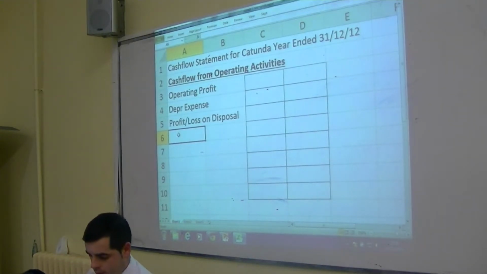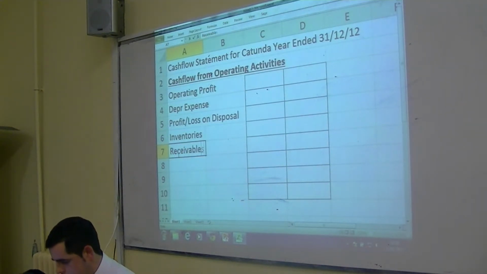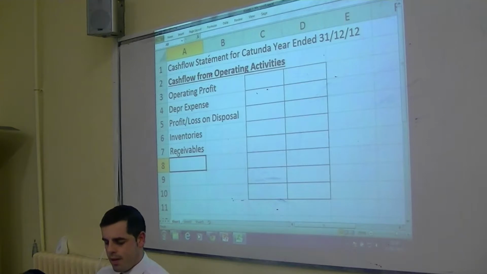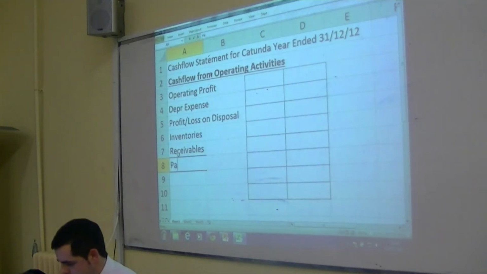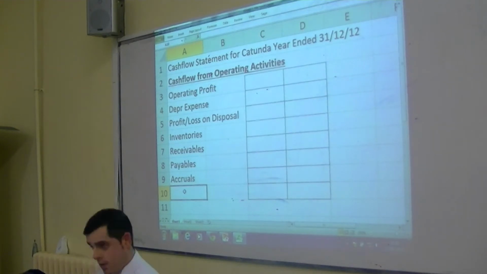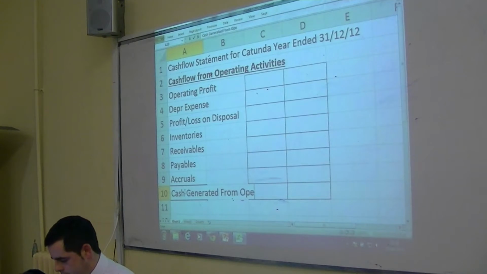Now the next thing is we look at receivables, payables, inventories, prepayments and accruals. Starting with current assets, we have inventories, so we can slot that in, and we have receivables. Have we prepayments? That's not there. Jumping down to current liabilities, payables and accruals. That would be the second section, the change in working capital, which gives us the heading cash generated from operations.